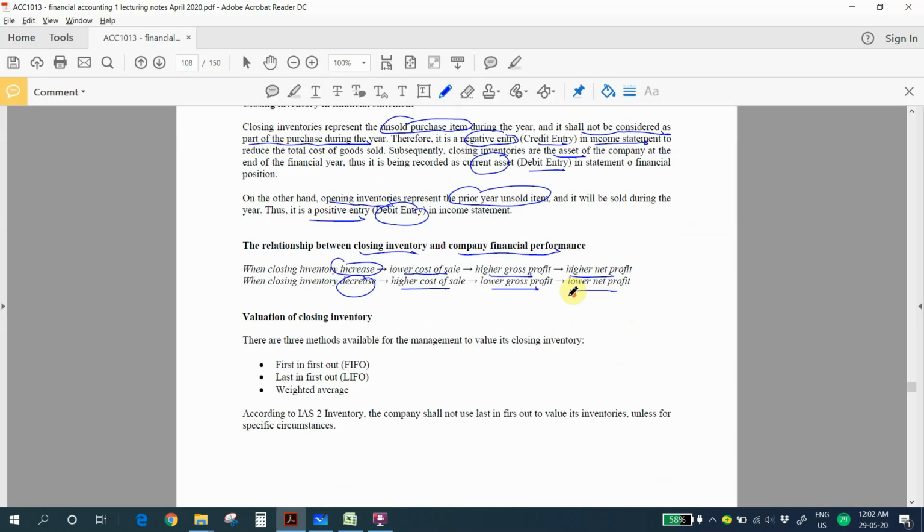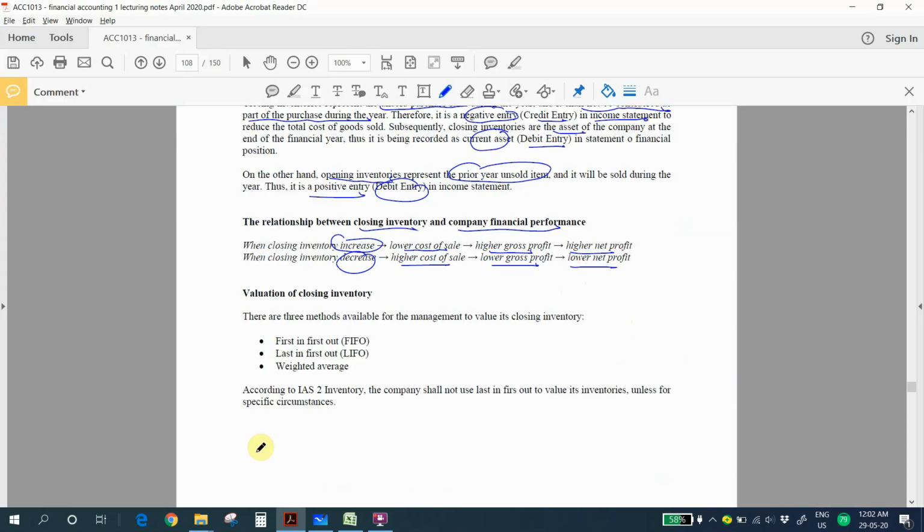Next, valuation of closing inventory. Basically, we have three methods to use to value the closing inventory, which is first in, first out, next, last in, first out, and weighted average. The short form for first in, first out is FIFO. We just take the first initial for the wording here, and another method called last in, first out, which is LIFO. So, according to the accounting standard IAS 2, there is some guideline for us when we value the closing inventory of the company.